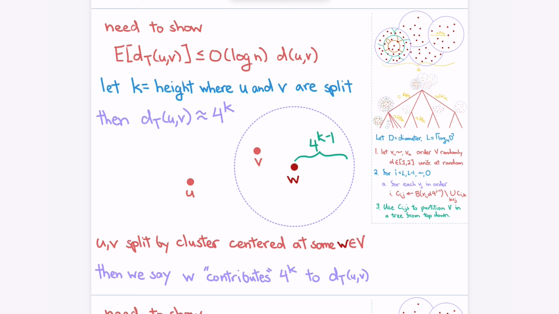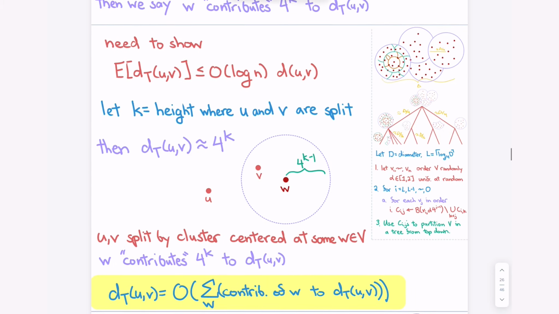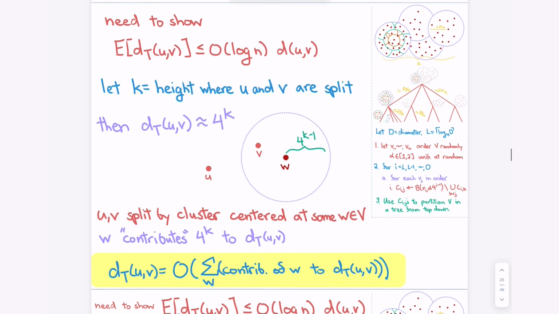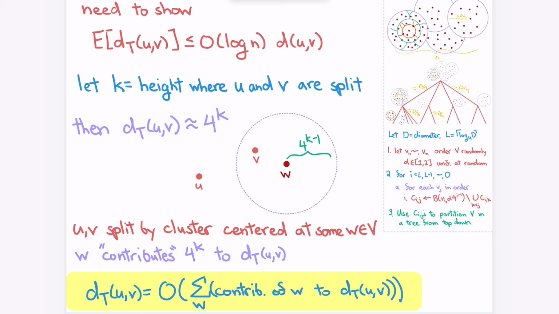Now at the end of it all, up to a constant, the distance in the tree can be summed up as: I'm summing over all the vertices W, how much did W contribute to the distance? It's only going to be one of these, but this is setting up a linearity of expectation for us.